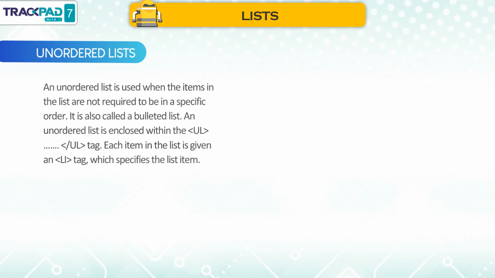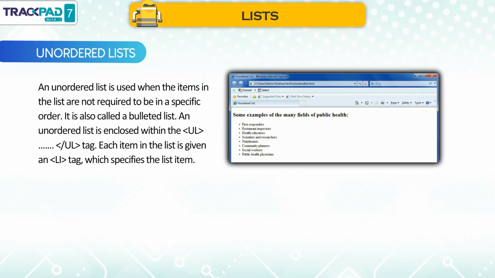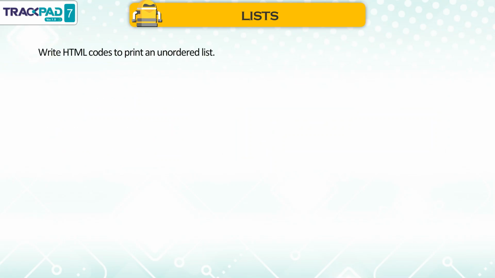Unordered lists. An unordered list is used when the items in the list are not required to be in a specific order. It is also called a bulleted list. An unordered list is enclosed within the <ul></ul> tag. Each item in the list is given an <li> tag, which specifies the list item. Write HTML codes to print an unordered list.